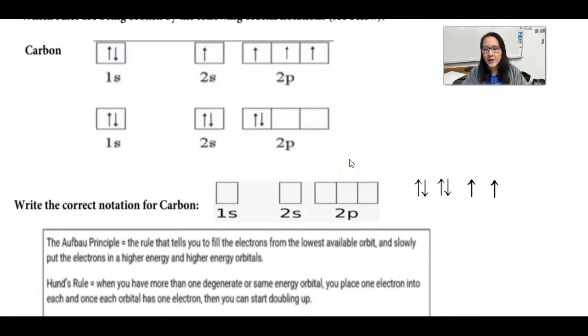So what is the correct notation for carbon? We should have 1s2, 2s2, and then 2p2, where there's a single in this first box and then a single in this second box, to represent the total of 6 electrons that carbon has.